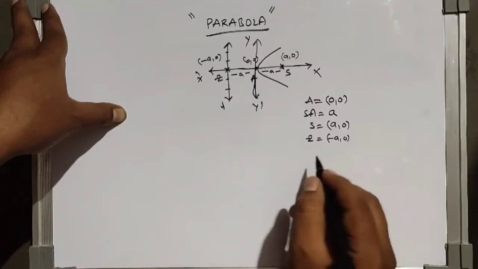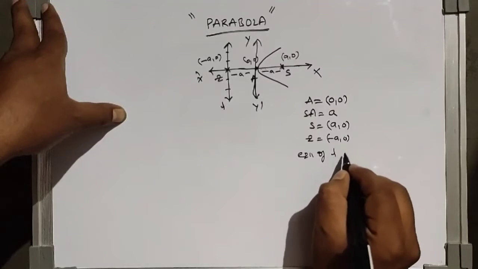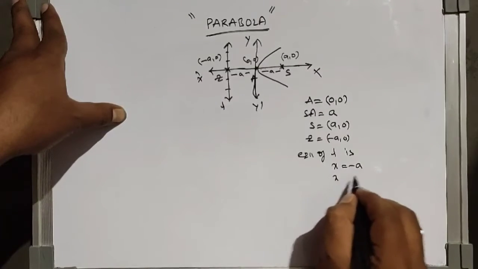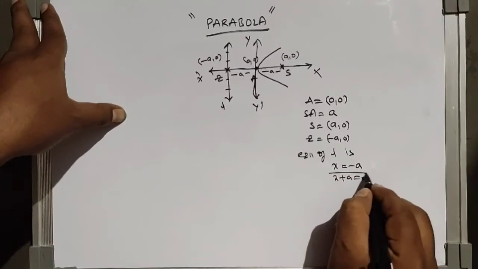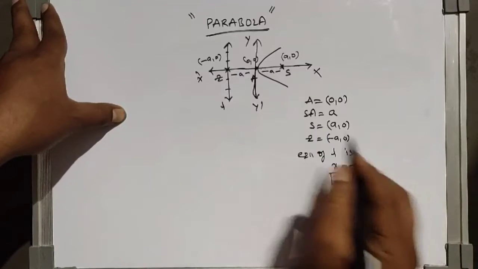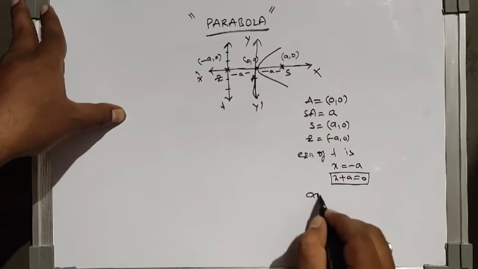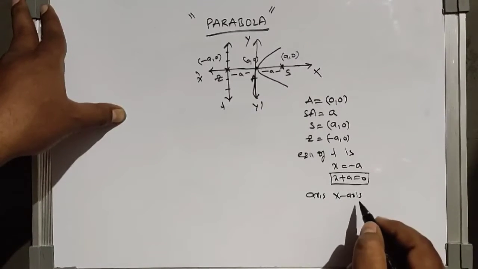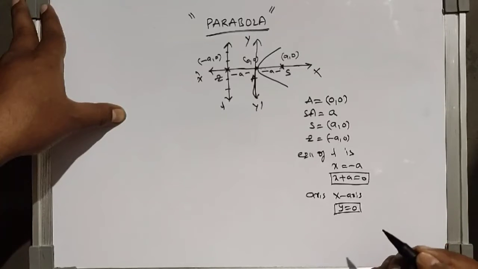Therefore we can take the equation of directrix, that is L: x is equal to minus a, which becomes x plus a is equal to 0. This is the equation of directrix, and I'm taking here the equation of axis also. The axis is the x axis, and its equation is y is equal to 0. Why? Because on the x axis the value of y is always 0, so y is equal to 0.